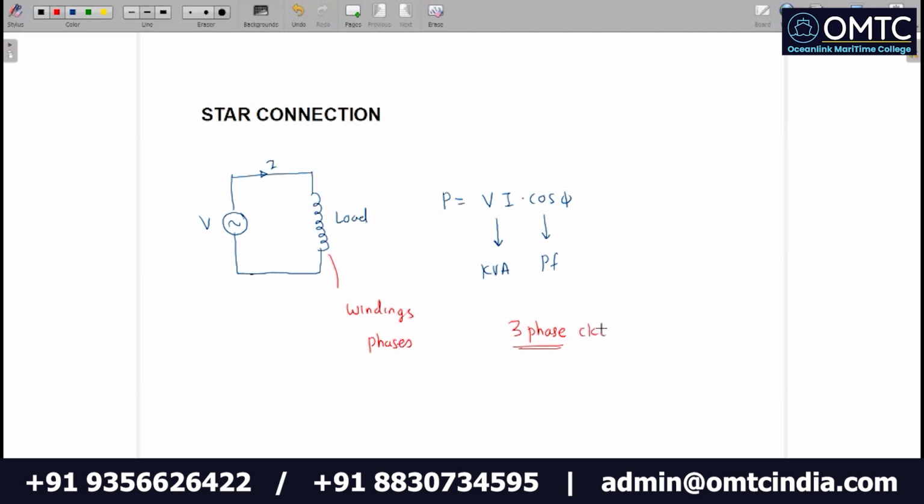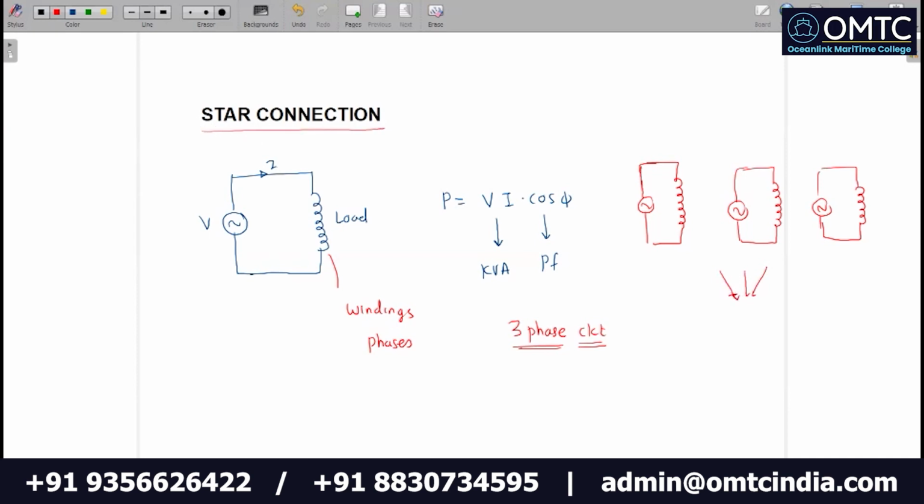So what does it mean? Three phase circuit means we have three different windings, or we have three different phases. Now if we connect these three different phases to the source, we have to have 6 wires here. And to avoid these wires, to reduce the connection, we can convert these three phases into some suitable connection.